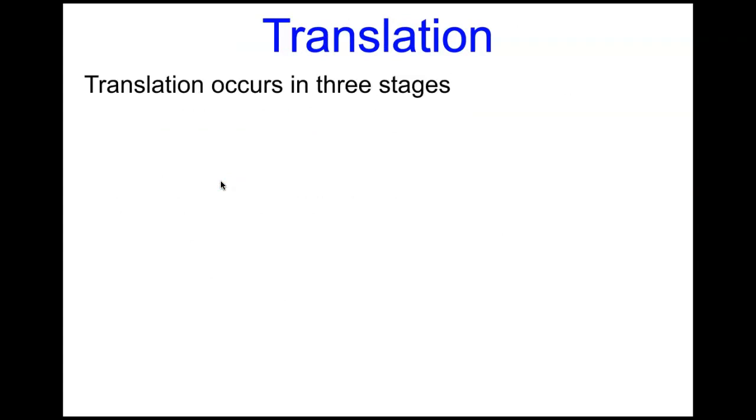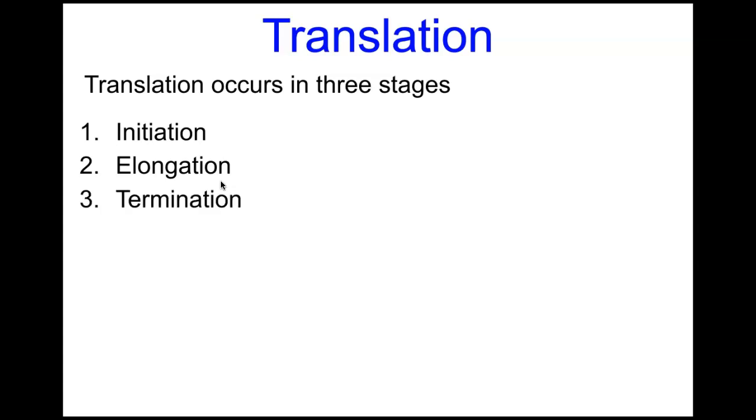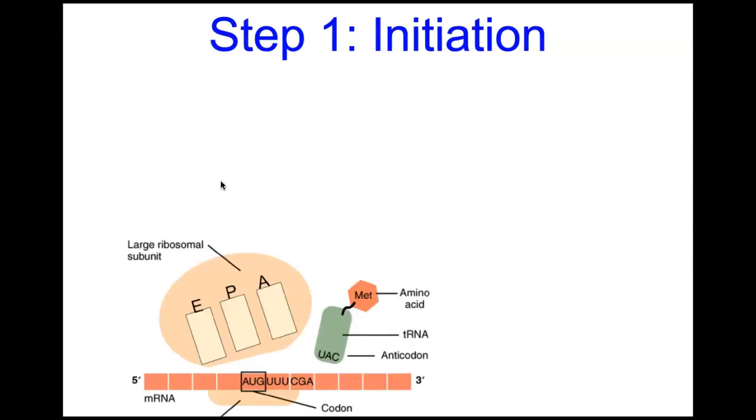Continuing on with translation. Translation occurs in three basic stages, and these three basic stages are what we refer to as initiation, elongation, and termination. Let's take a look very quickly at each of these three stages, and then we'll start to wrap up our discussion here on translation.